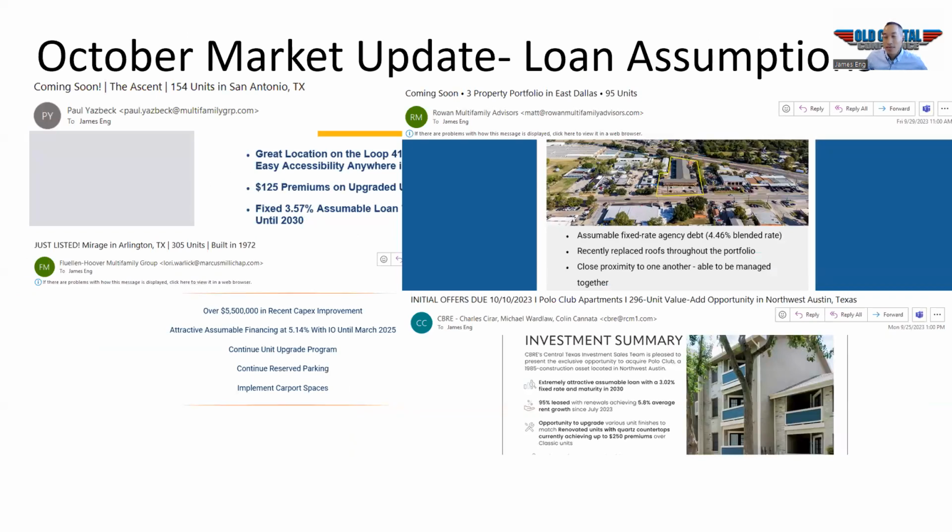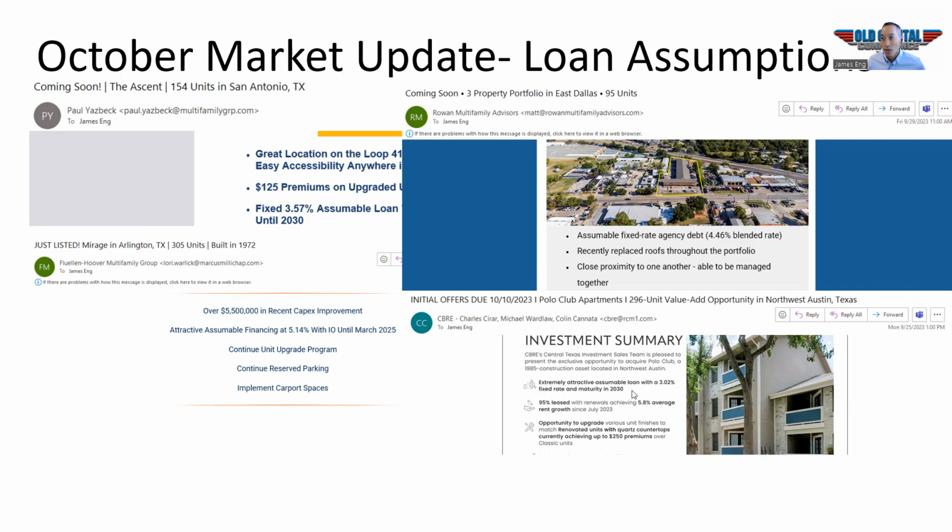So when we talked about positive leverage, there's 2 ways to do it. One is you can buy it and put a new loan on it. But now these fixed rate Fannie Mae and Freddie Mac loans are coming into play, and these are an asset. These might be the biggest asset, right? So we have this deal in San Antonio with a 3.57% fixed, 4.46 over here in East Dallas. This one's 5.14, which probably at the beginning when they looked at this deal was not an asset, but now it is, right? So as rates have moved up to 6.5, it has become more of an asset.